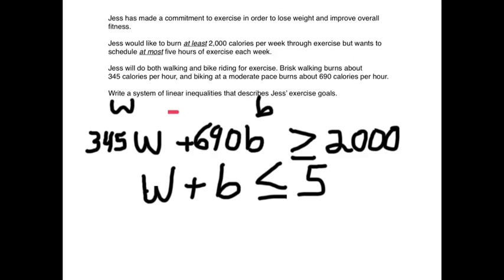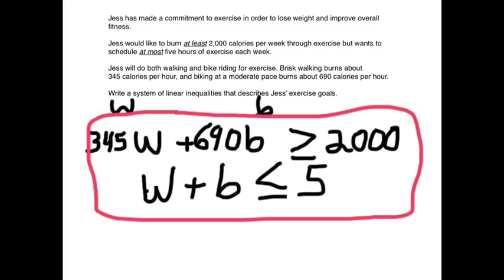So here are two linear inequalities in standard form that show the constraints on Jess's exercise program. The next step after this would be to graph them and such, but that's on a different night's homework. For today, we're just making the equations.